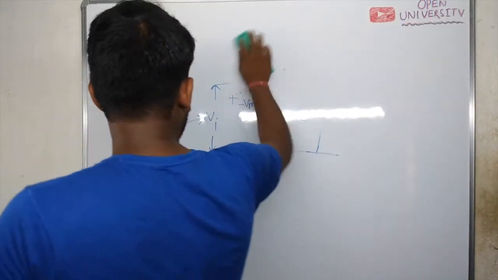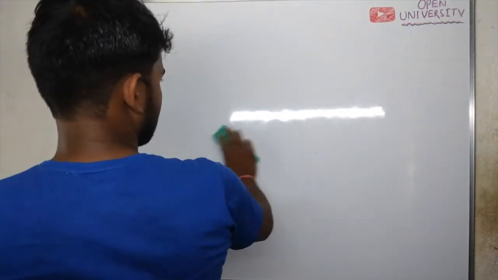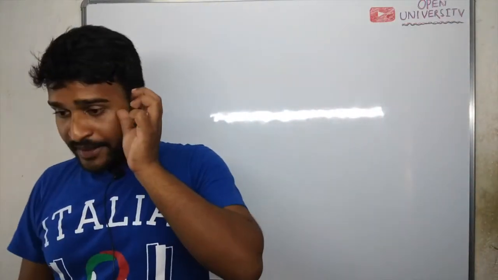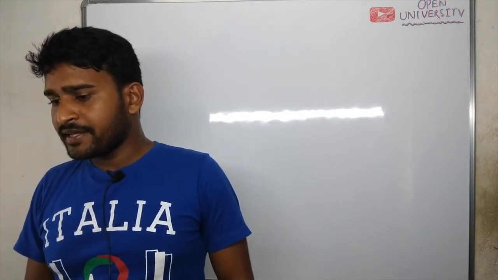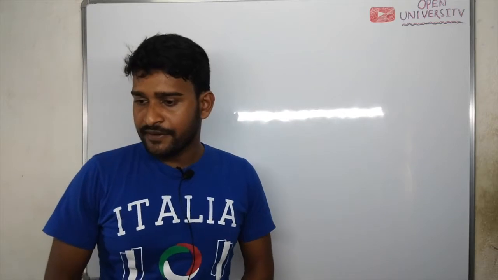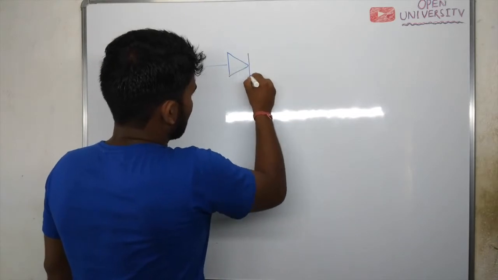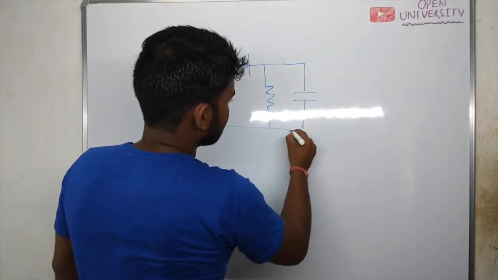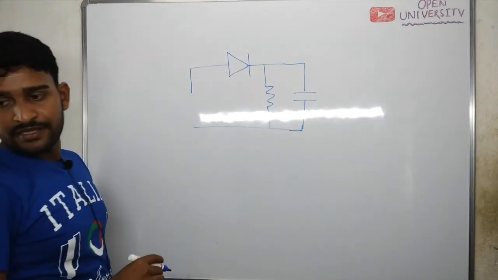Then move to the question number 27. The figure shows a half wave rectifier. The diode D is ideal. The average steady state current in ampere through the diode is approximately dash. Some circuit is given, which is a half wave rectifier with capacitor filter. Some resistance is connected like this, and some input voltage is given to be 10 sin omega t.